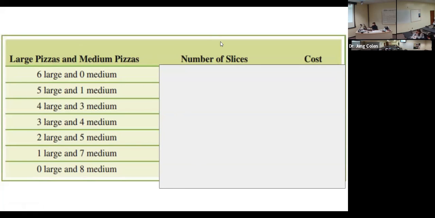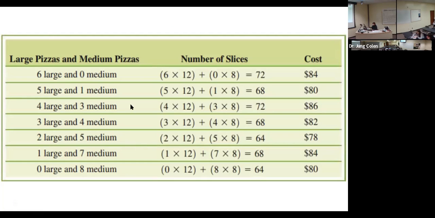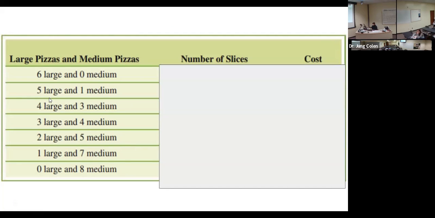Now using this, can you figure out number of slices? If you have 6 large pizza, how many slices does each large pizza have? 12. So 1 large pizza, 12 slices. 2 large pizza, 2 times 12 slices. For 6 large pizza, 6 times 12 slices, right? So you can figure out number of slices. If you are mixing with a medium pizza, you need to do differently.